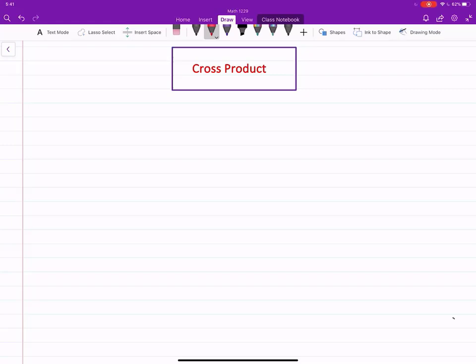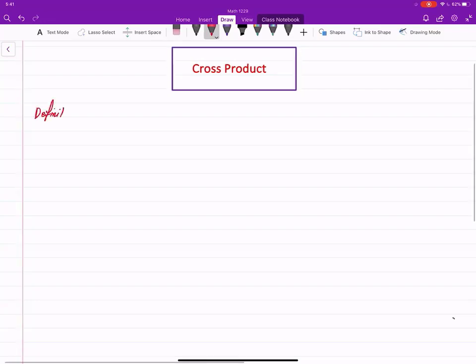Hi, in this video we will learn about a new product for vectors with three components, vectors from R3. Let me start with the definition right away.